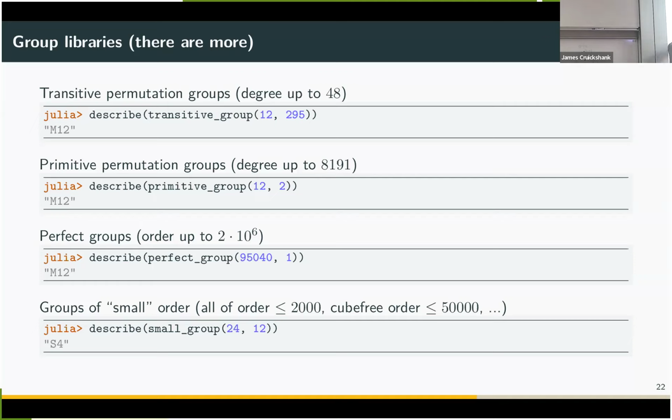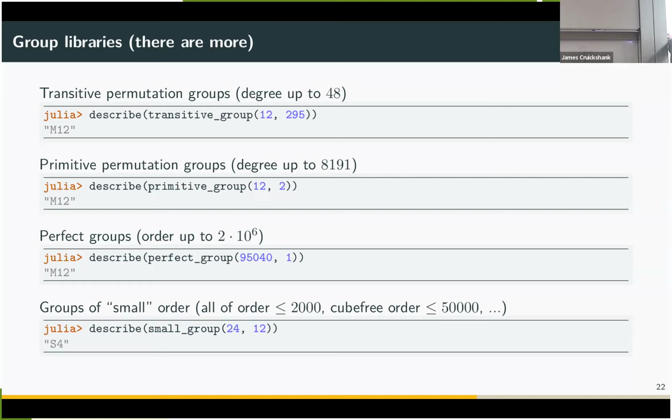And now for primitive permutation groups, so those which are transitive and where the point stabilizer is a maximal subgroup. Well, this condition is much more restrictive. So those are available for hardware degree. Also there, for degree 12, number 2, we have M12, so it's also there, just at a different position.